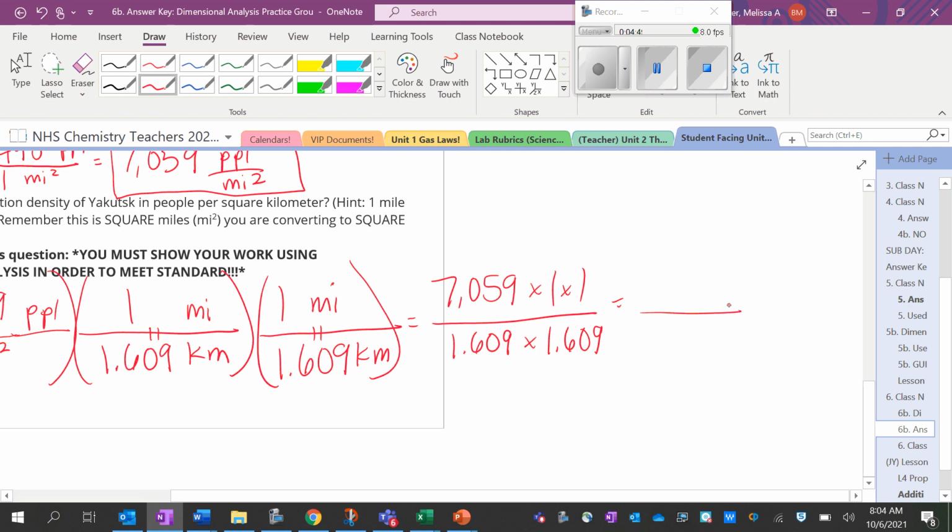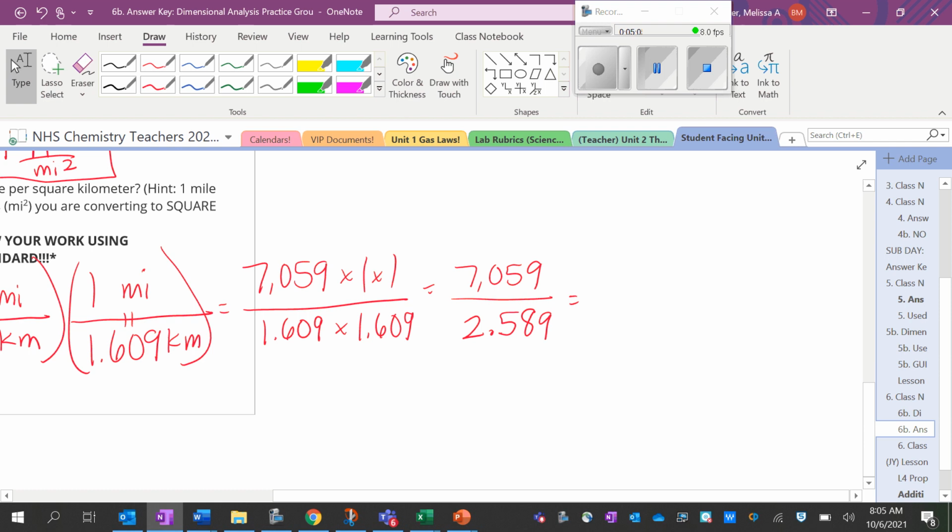So now I've got 7,059 divided by 2.589. 7,059 divided by 2.589. We're going to be learning about significant digits coming up, just as a heads up. And so we'll talk more about rounding numbers.